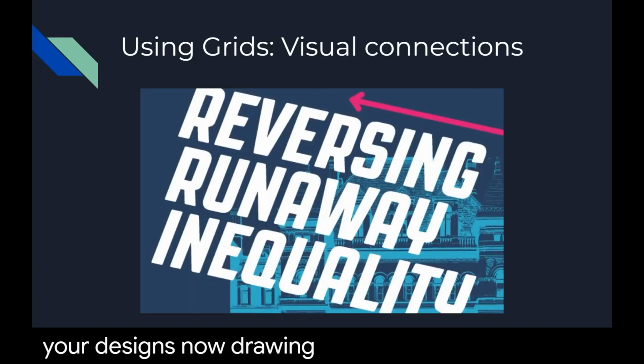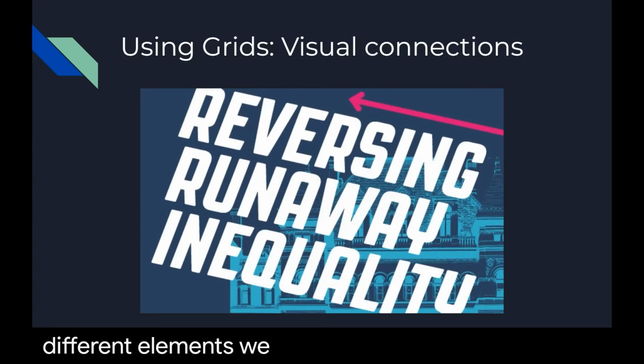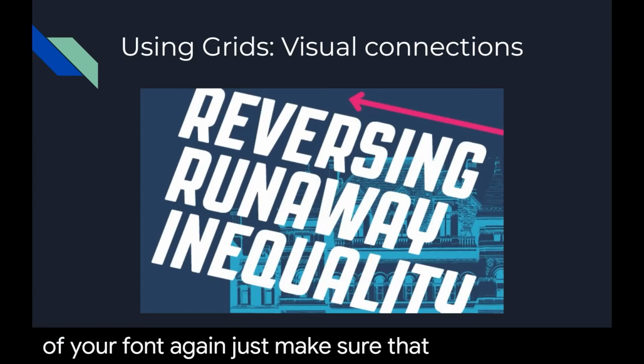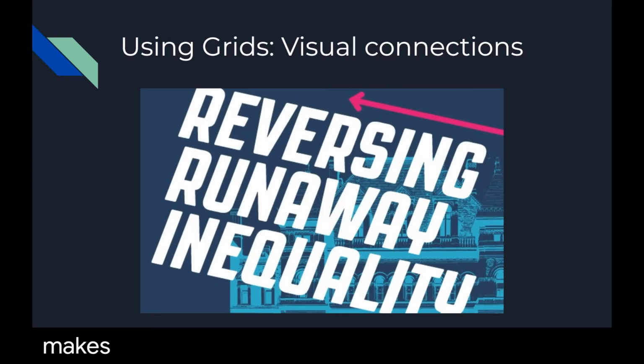Now, drawing visual connections is important as well. When we position our text and our different elements, we want them to work together. Your textbook provides some good explanations of this through use of rules or changing the direction of your font. Again, just make sure that any visual connections that you're making between elements make sense with one another.